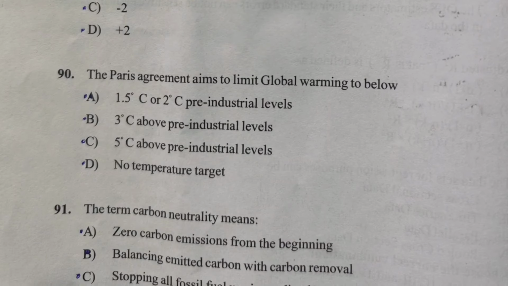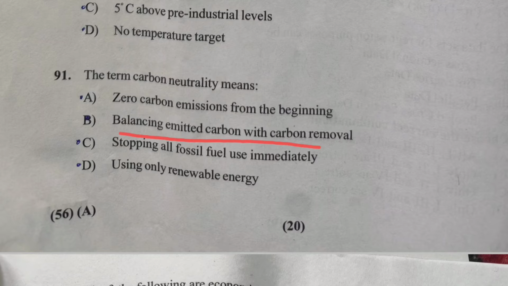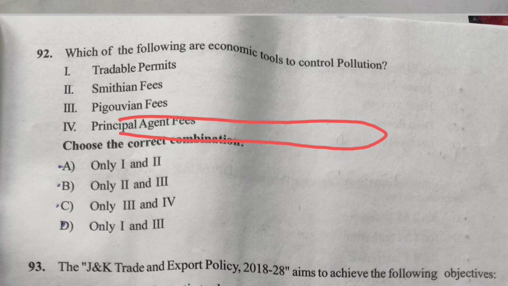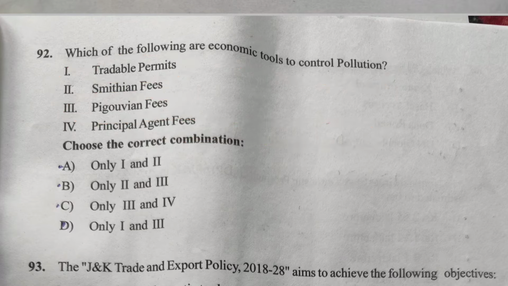Then we have the Paris Agreement aims to limit global warming to below, so it is 1.5 to 2 degrees centigrade above pre-industrial levels. Then the term carbon neutrality means balancing emitted carbon with carbon removal. Which of the following are economic tools to control pollution? We have tradable permits and Pigouvian fees. There is nothing called principal agent fees or similar fees.